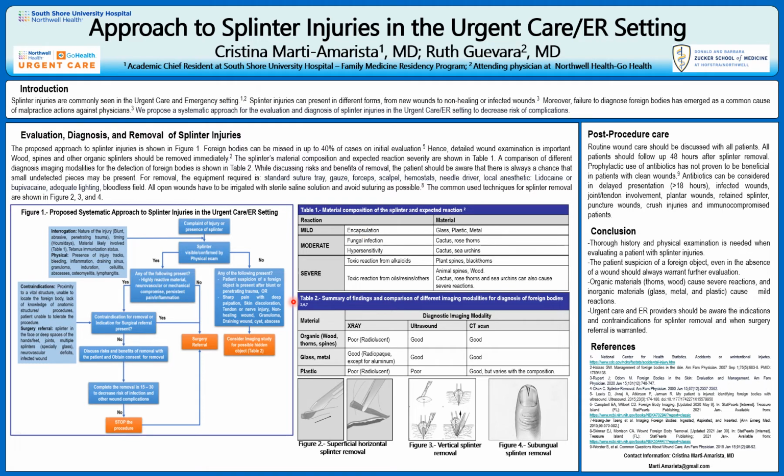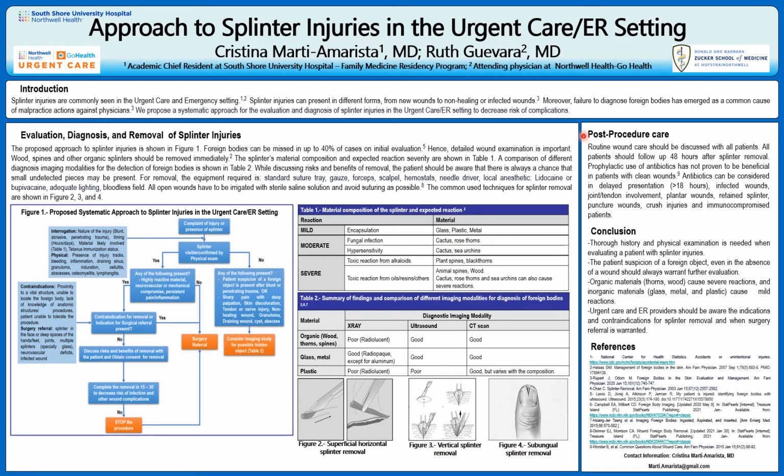Also, determining the material composition of the splinter can guide you in the different imaging modalities that you can use to have a better definition of the splinter, the number of splinters, and also the location. As shown in Table 2, we compare three commonly used modalities: X-ray, ultrasound, and CT scan. And as you can see, the material is going to determine the usefulness of this, and it can vary from good to poor. Shown here are the common splinter removal techniques that you can use.